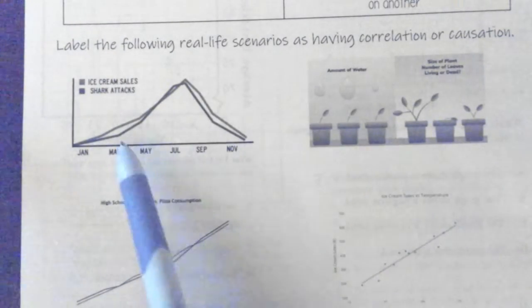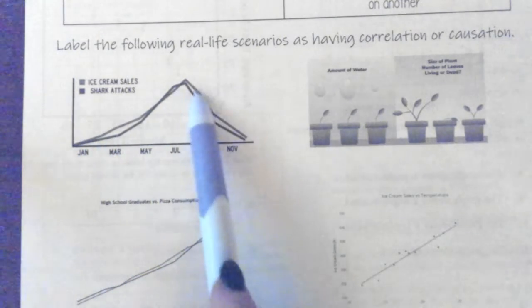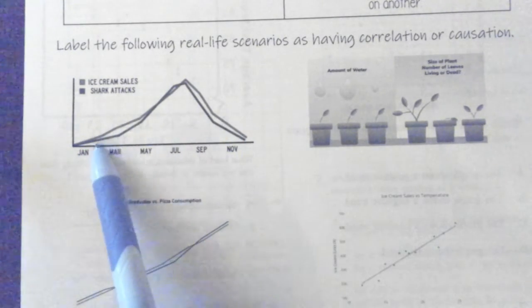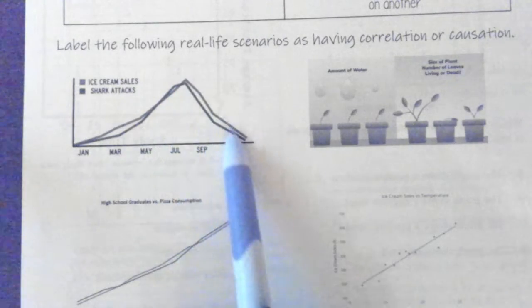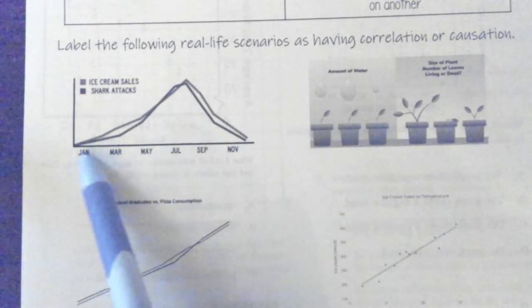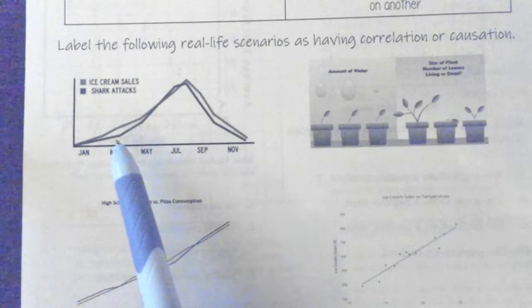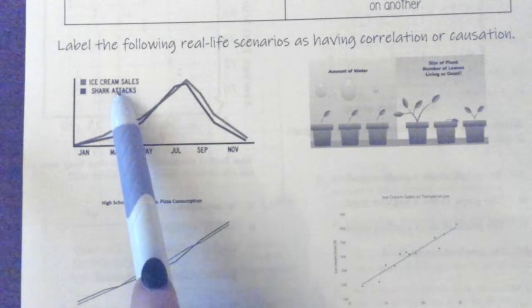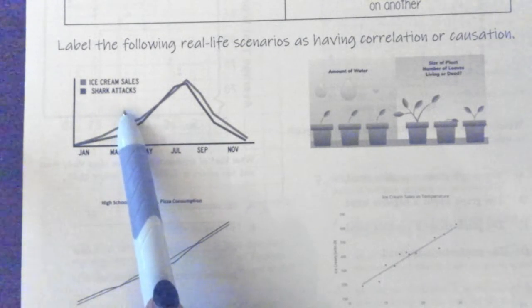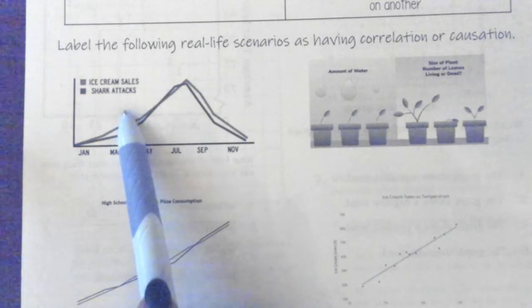And when we're looking at these, we're going to be thinking more logically in what's going on. So this shows number of ice cream sales throughout the year, and this one shows number of shark attacks through the year. Now, looking at their graphs, they follow the same trend. However, the number of ice cream sales does not cause the number of shark attacks, and vice versa is not true. So this isn't a causation, this is correlation.